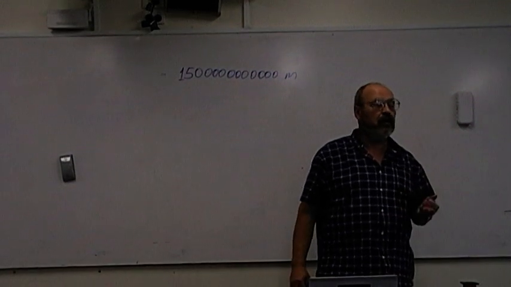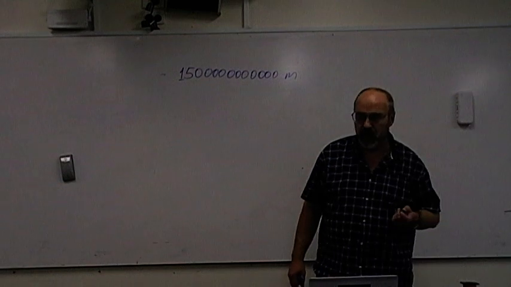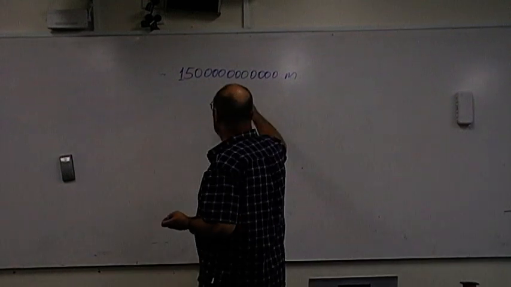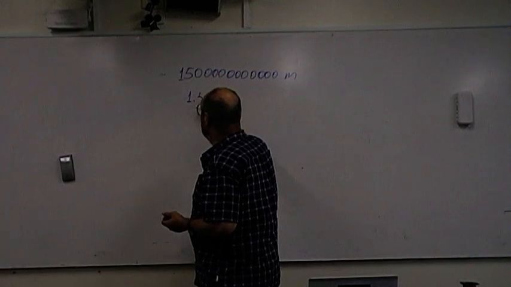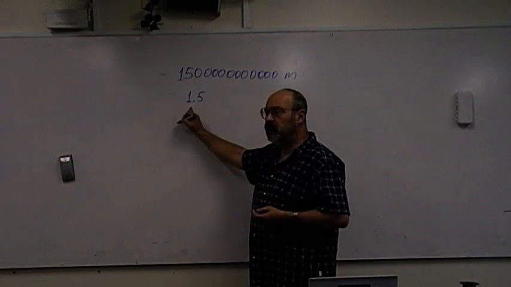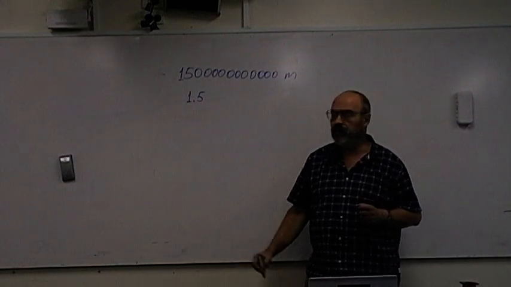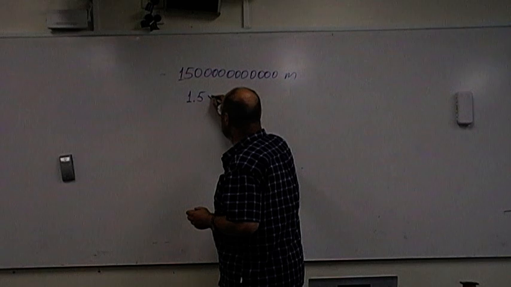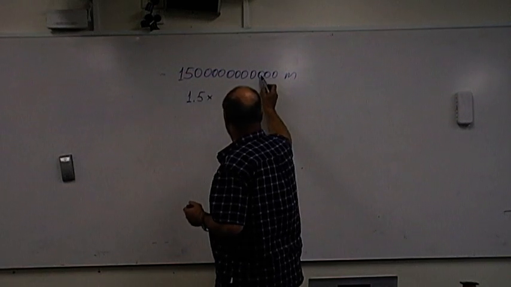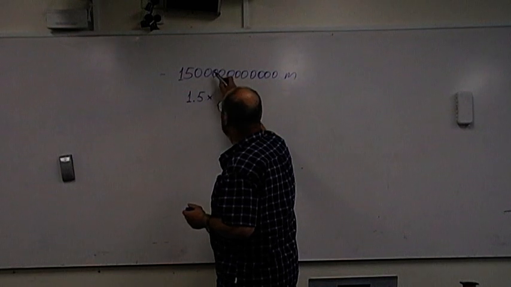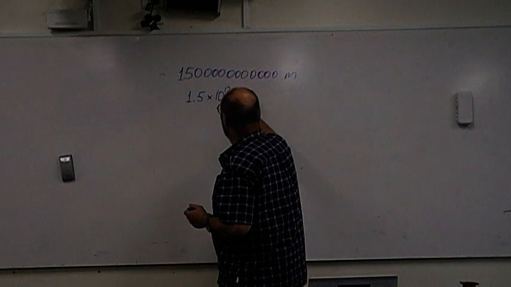So first of all, we will be using a lot of scientific notation. Reminding you, when written in scientific notation, we have only one non-zero digit in front of the decimal point. So it will be 1.5 times 10, with the power being how many steps you move the decimal point: 1, 2, 3, 6, 9, 10, 11, 12. So 1.5 times 10 to the power of 12 meters.